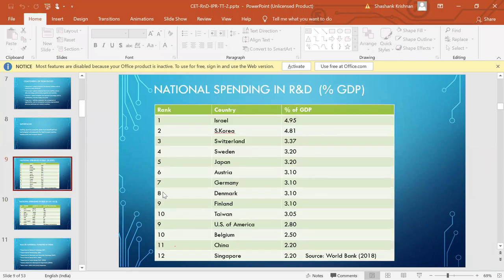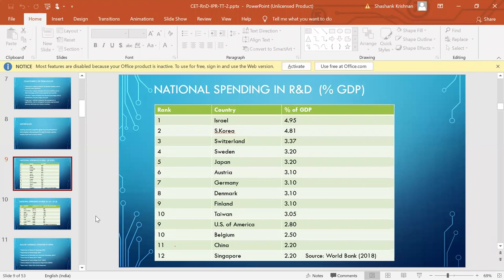Maybe ninth position, USA, is the one which is in the first 10 bracket. I still wanted to go down to see where China is, because that is one of the most talked about countries in terms of R&D spend, and they are spending close to 2.2. Now you may like to ask me, where is India?